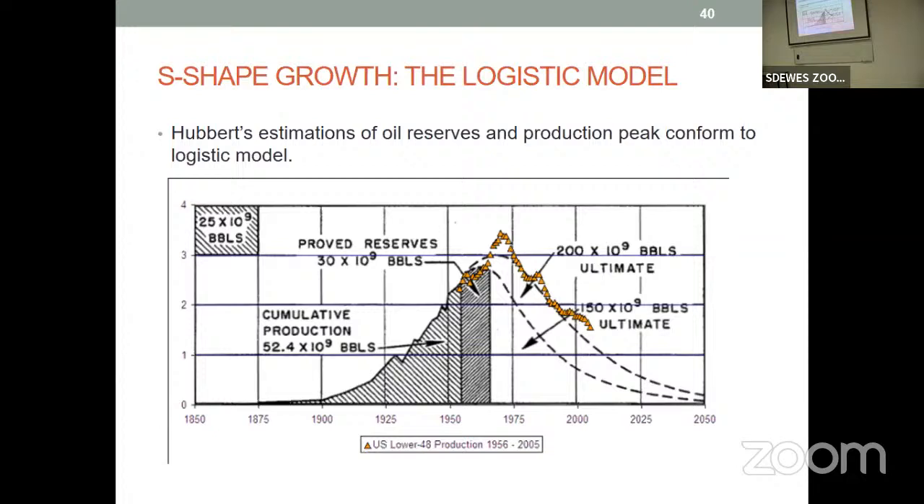So we have an increase of the consumption of any fuel, and then we reach the maximum production, and then the production decreases. We don't know exactly how and where, but it is predicted that the production is going to decrease in a certain way.